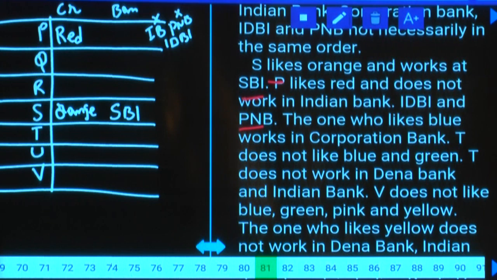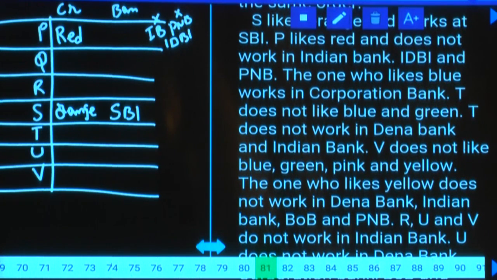Then next one. What is the next information here? The one who likes blue works in Corporation Bank. As of now we cannot represent the data, isn't it? That person could be either Q, R, T, U and V. There are 5 different possibilities. Hence below the color we are writing the color, and below the bank we are writing the bank. Blue and Corporation must always be together.